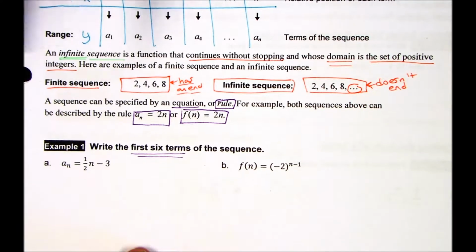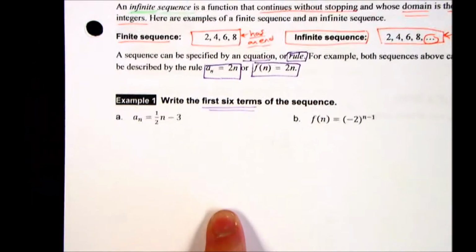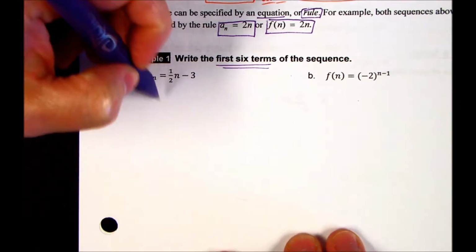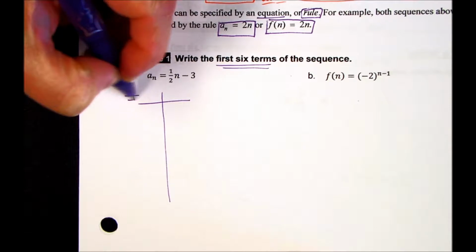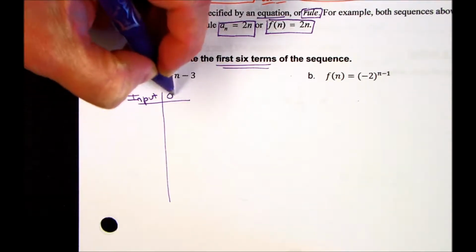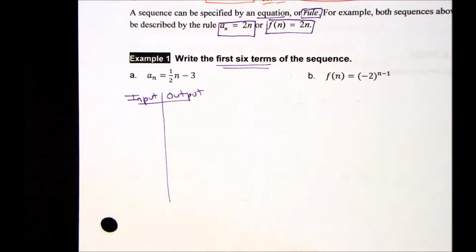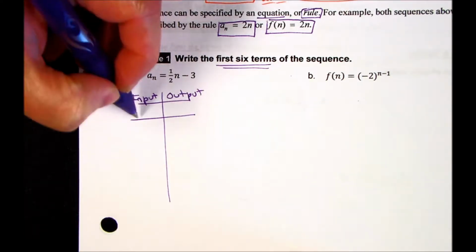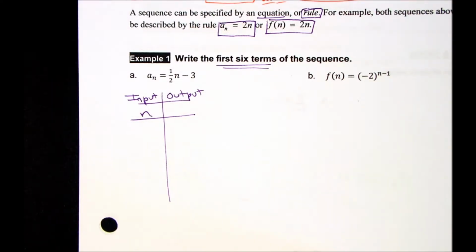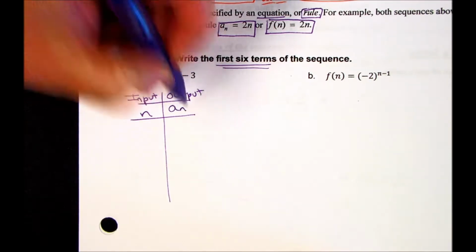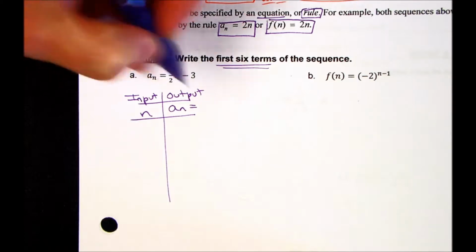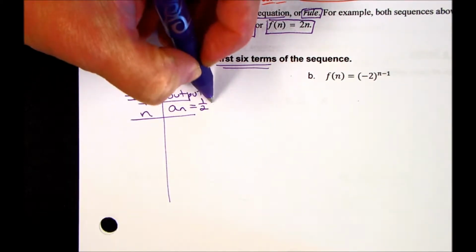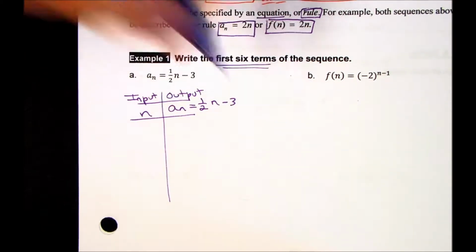So in my first example here, example 1a, they give you this rule. The easiest way I like to do it is to make a table of input and output values. So the n is my input value, and the a sub n is my output value. And the rule for a sub n is right here. I'm going to take 1/2 of the number that I'm plugging in for n minus 3.